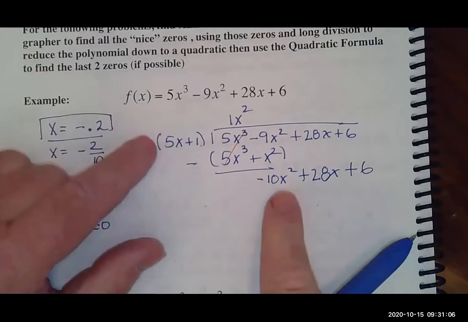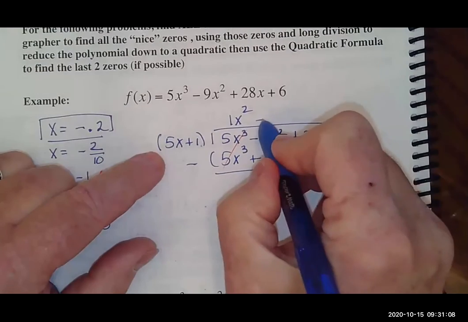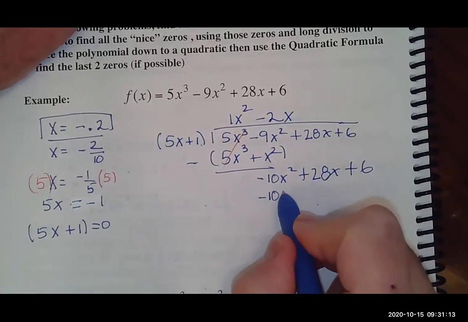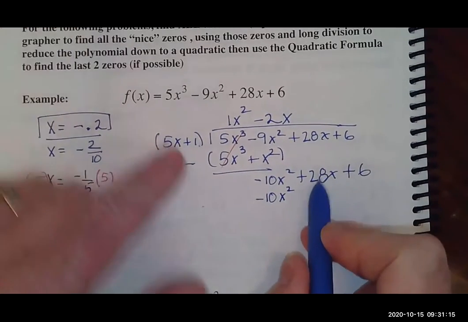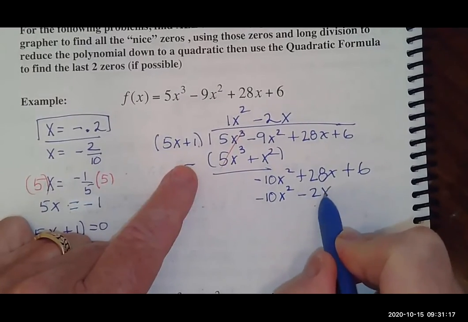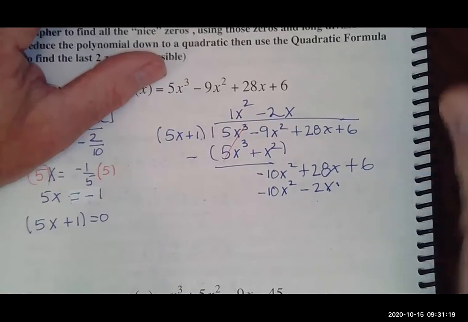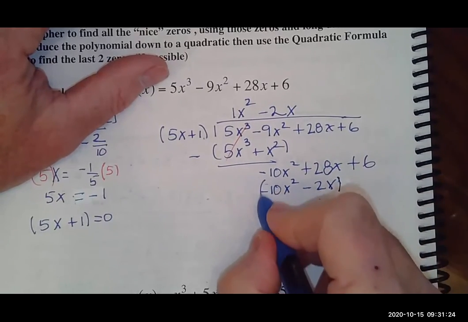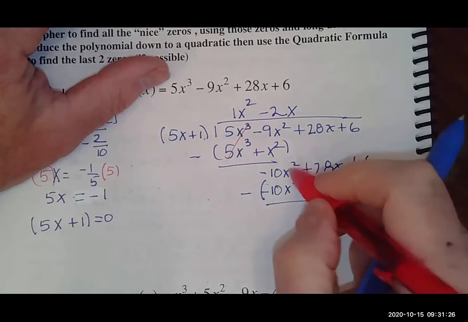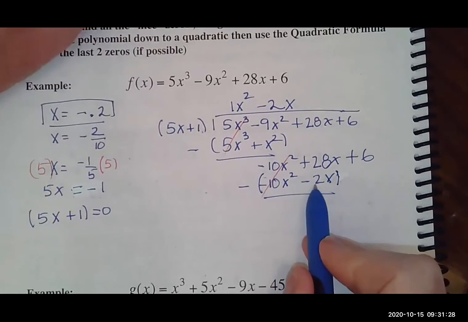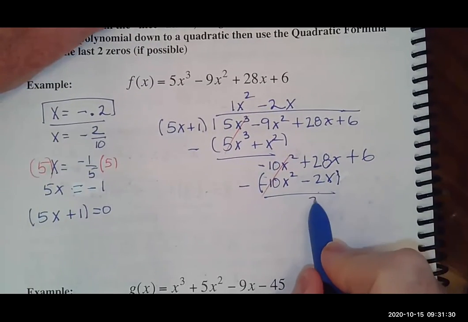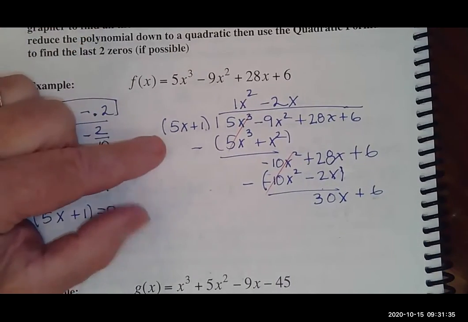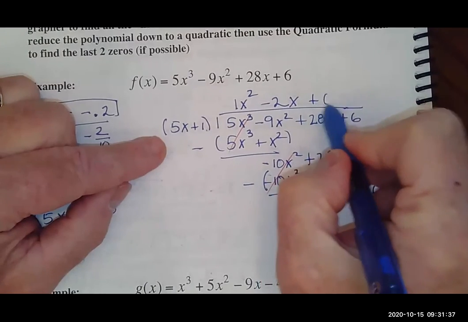Okay, multiply by -2. Don't forget the extra x. Negative 10x squared and minus 2x. You distribute the negative to -2 and add straight down. So 30x plus 6, convenient. And finally, it looks like a plus 6.